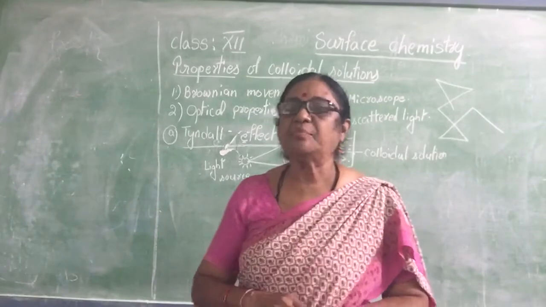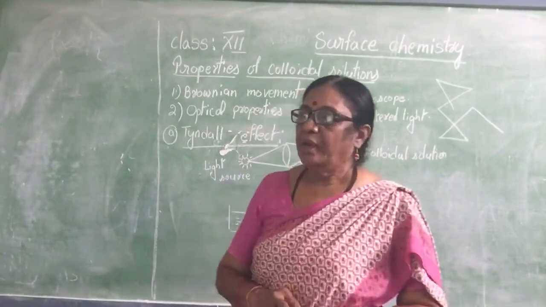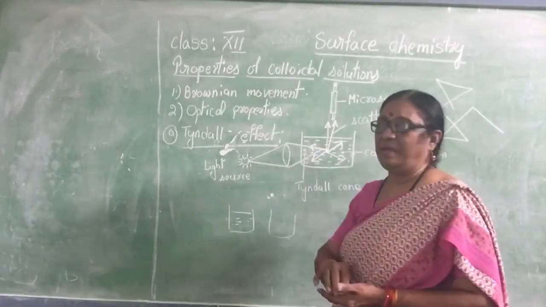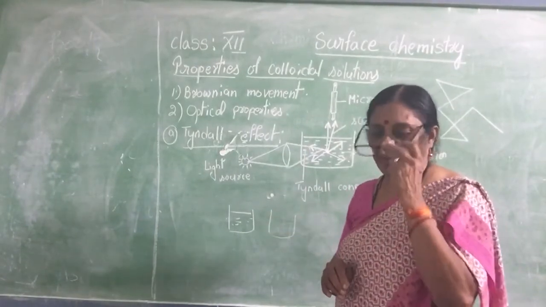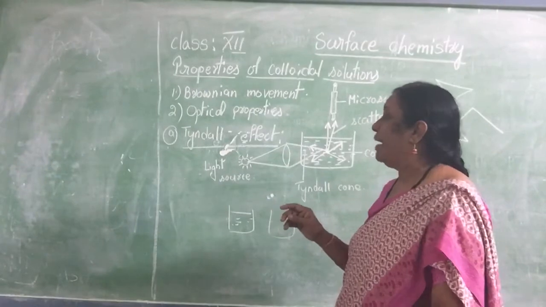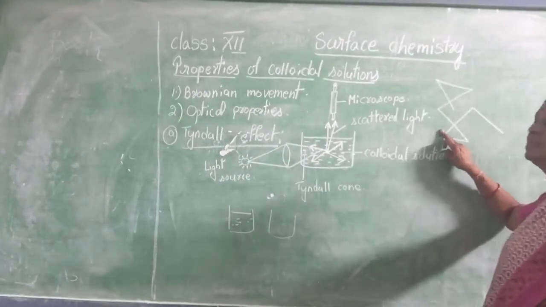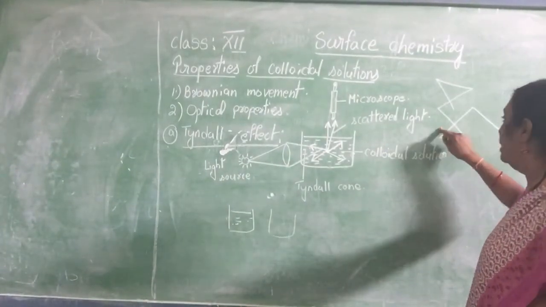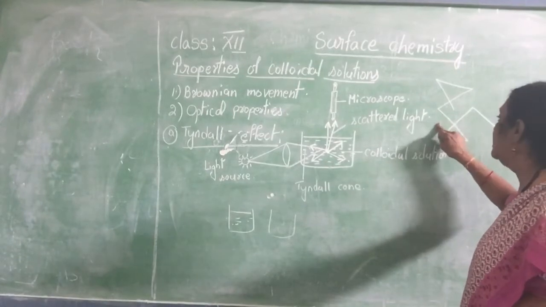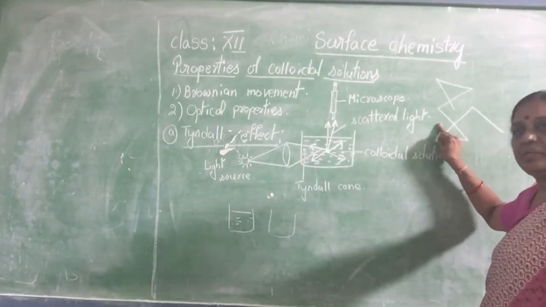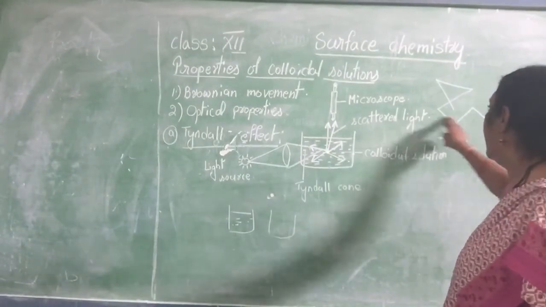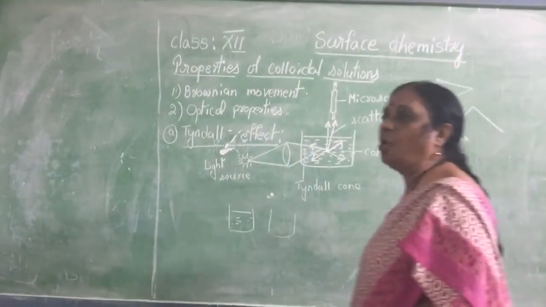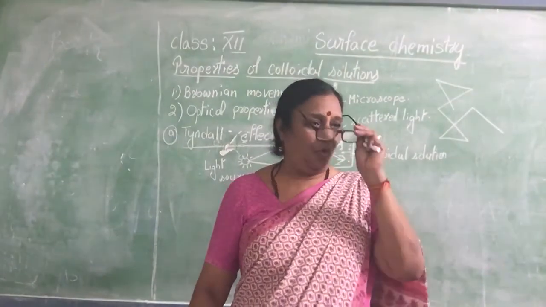The first property is Brownian movement. Now, children, colloidal particles are having Brownian movement. What is the meaning of Brownian movement? The colloidal particles move in a random zigzag motion. This motion is called Brownian movement.